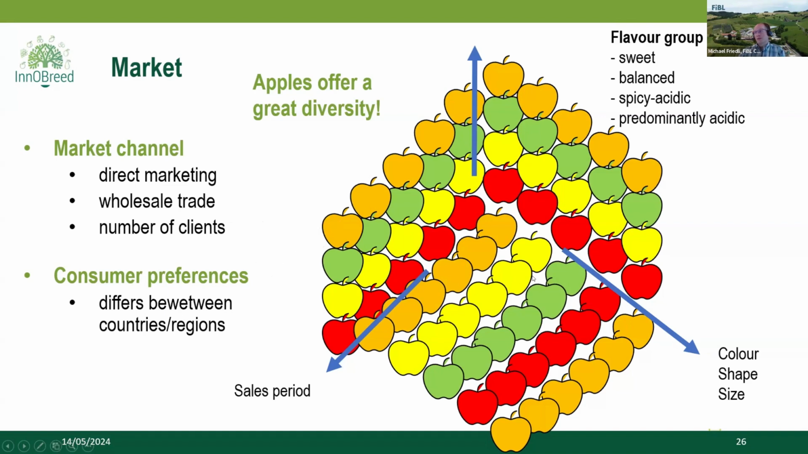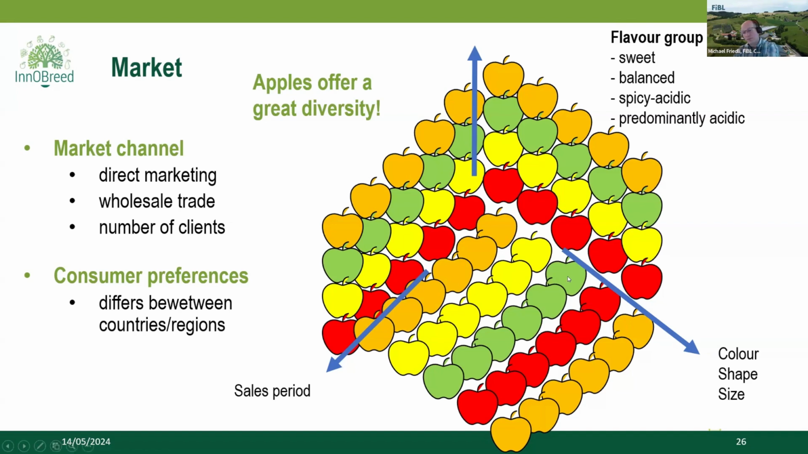And then you have really huge diversity regarding the flavor groups. You have some sweet varieties, some balanced, some more acidic ones. Then you have different colors, shapes, sizes. And an aspect that's also quite important is the sales period. So it's really important to know when you want to sell your fruits. So there, the storability becomes more and more important. And this really can be quite a big challenge.